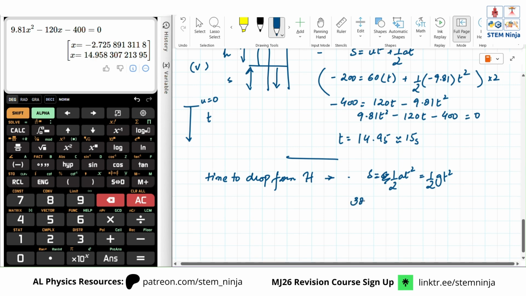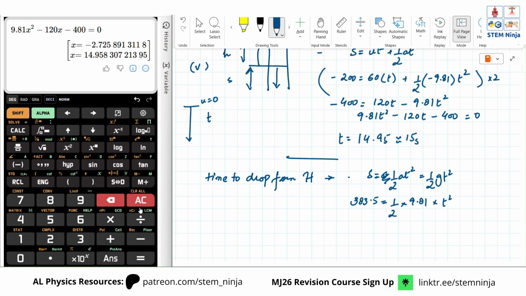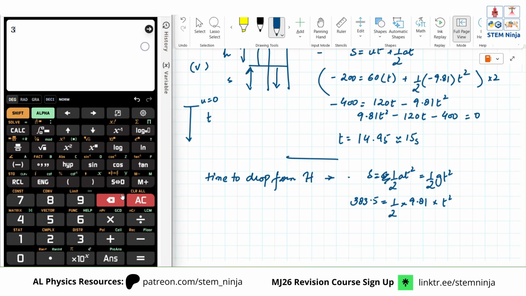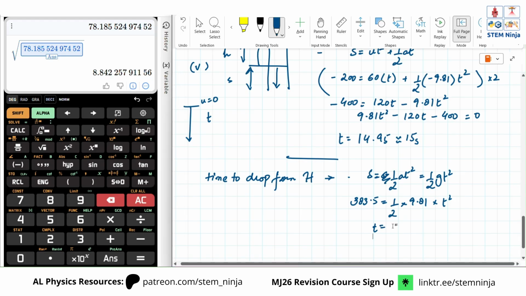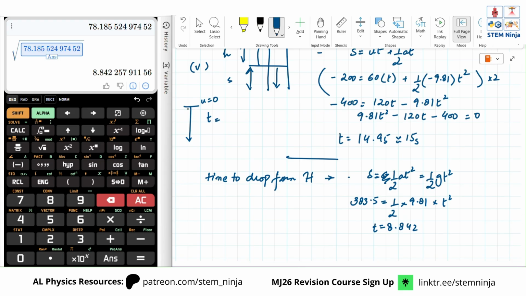So the height it is falling is 383.5, equals 1/2 times 9.81 times t squared, which we will have to add to the previous time to attain this maximum height. So 383.5 times 2 divided by 9.81, and then we take the square root. We get 8.842. This is this height, just to simply draw.